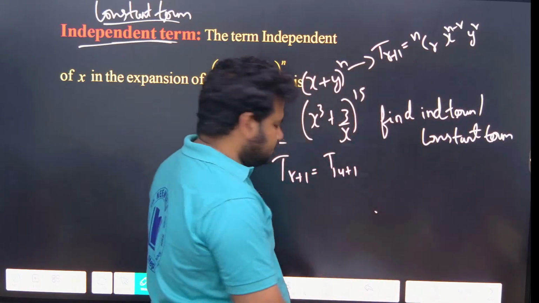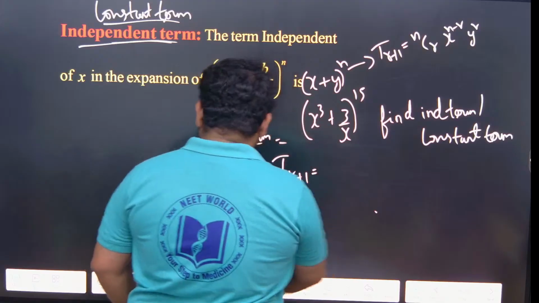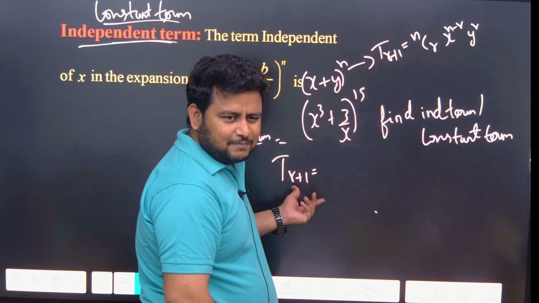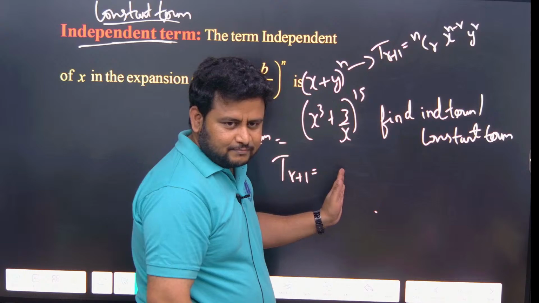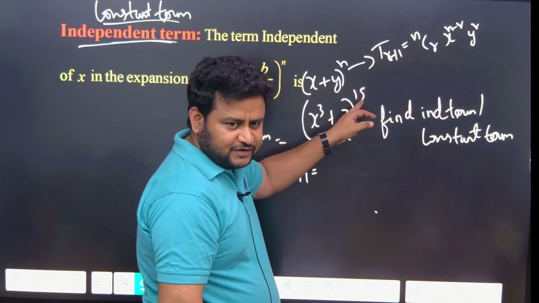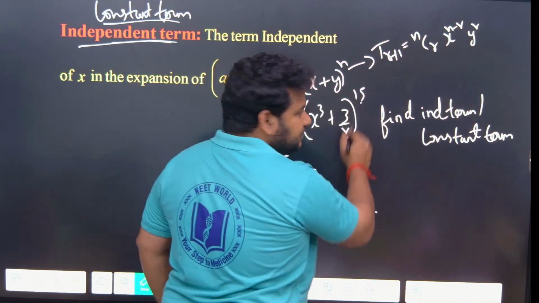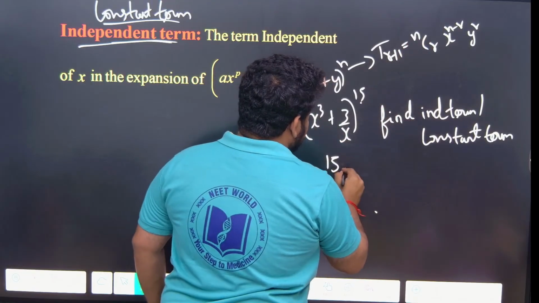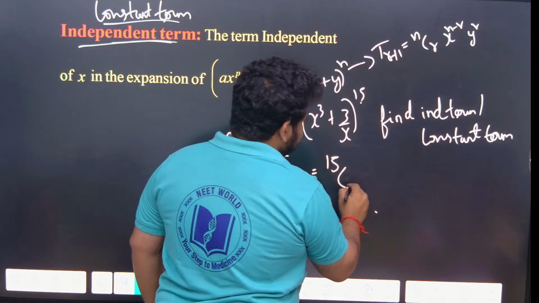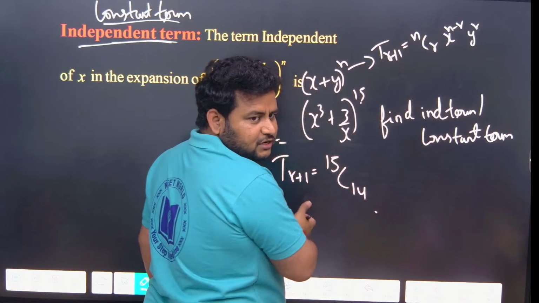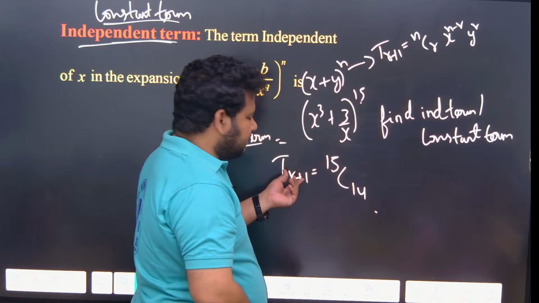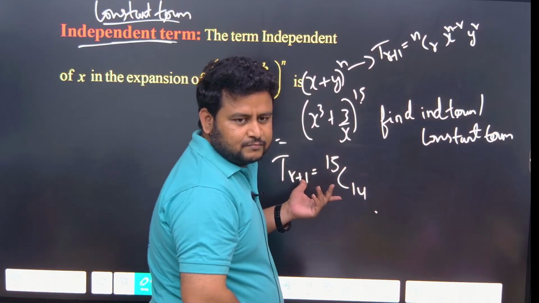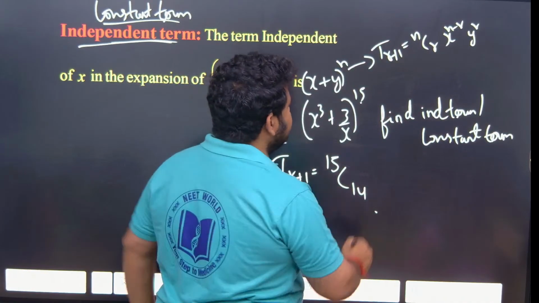r is equal to 2. See, my question is not about r plus 1 or something. Find the general term. Why are you breaking your head? This is 15, n is 15. What is the value of n here? 15. And r? If r plus 1 is 15, then r is 14, that's all. So 15Cr into x cube to the power of what?